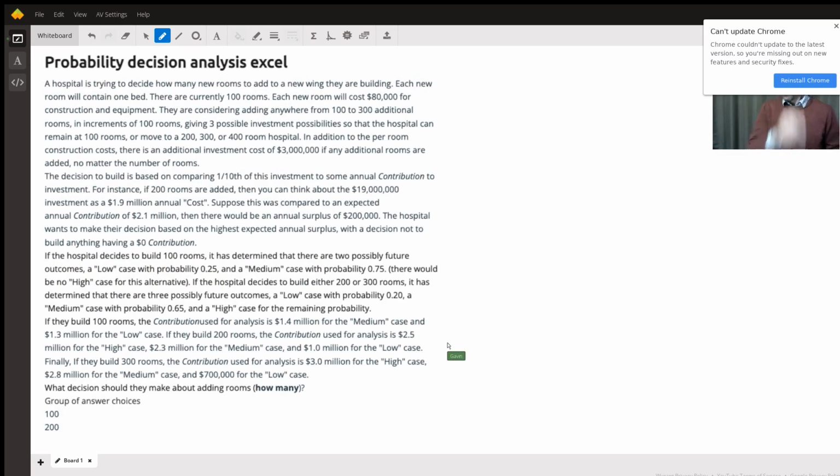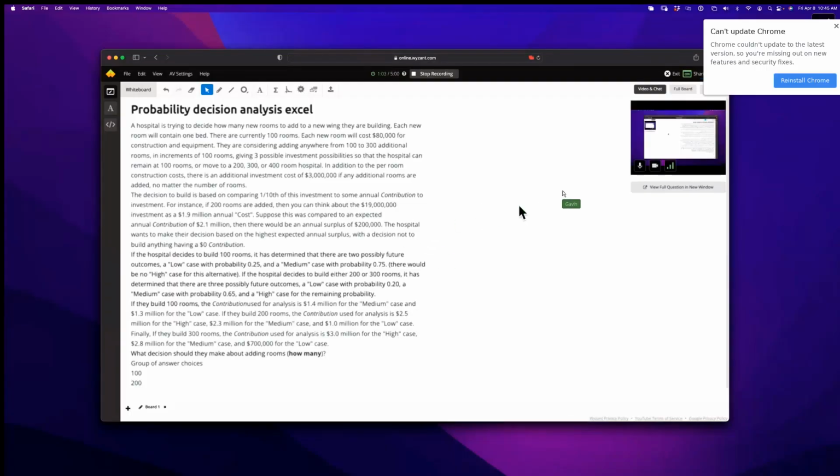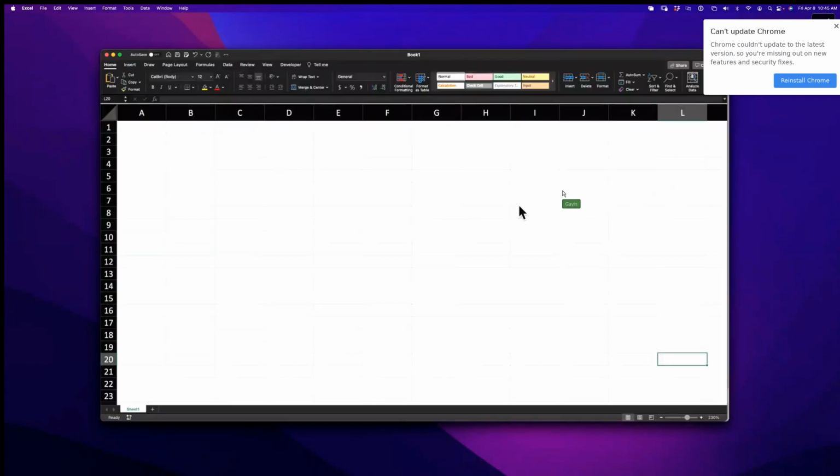I'll share my screen so you can see the Excel spreadsheet, and we'll switch back and forth between that and this problem. All right, so here's a spreadsheet, starting with an empty spreadsheet.